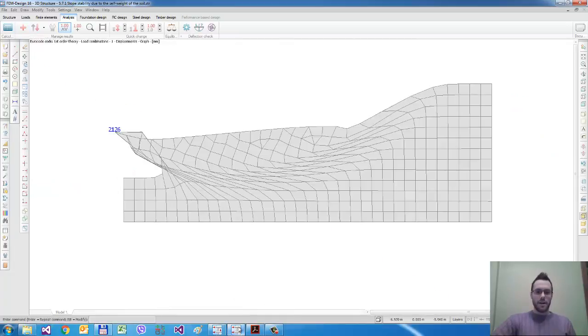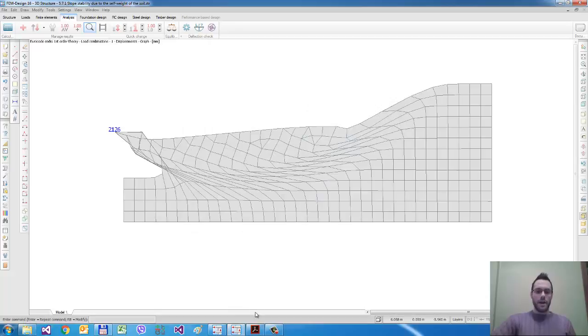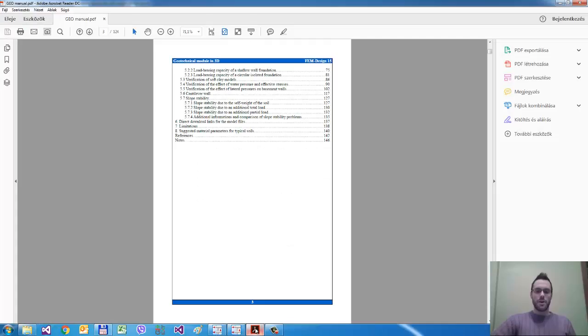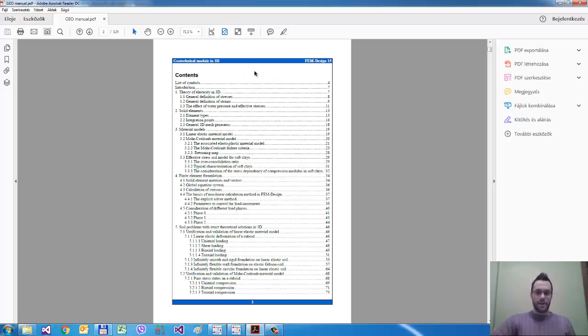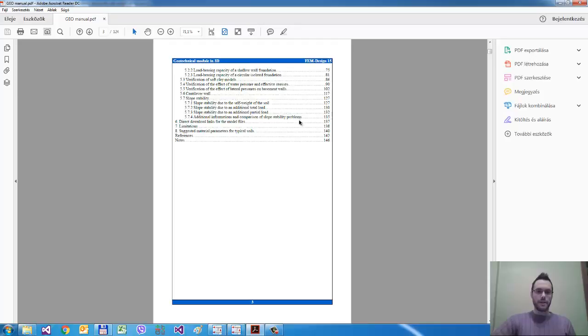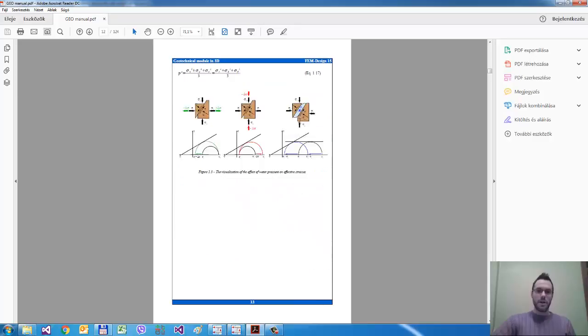So I think this was my last example that I would like to show you, but there is one very important thing. In my former video I mentioned that you can download a geotechnical module in 3D, and for this new three-dimensional geomodel, there is a theoretical background and verification and validation handbook. It's 124 pages, so you can download it from our download page, and you can find here the detailed, complete theoretical background for the nonlinear soil calculation and for the soil calculation.